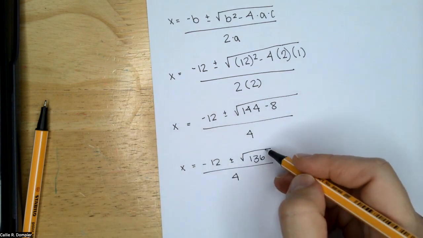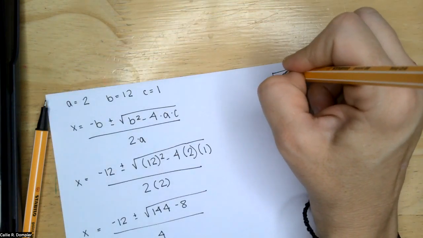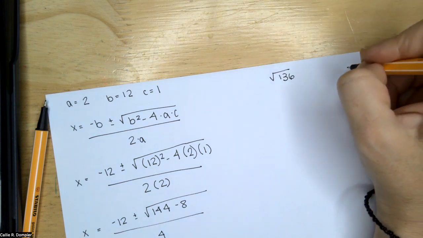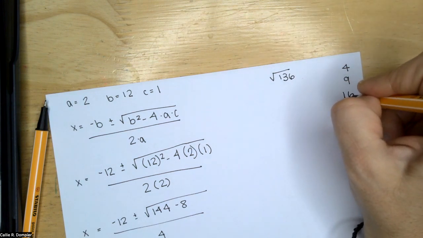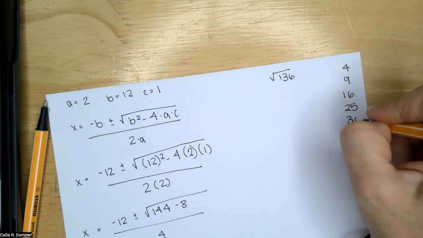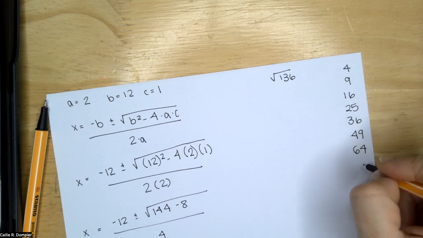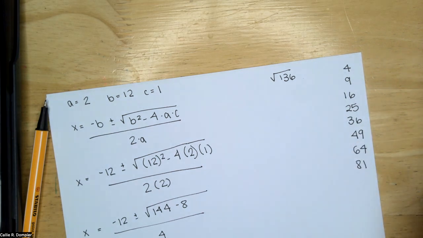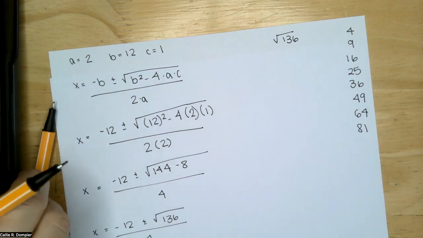Now take that number under the radical. Make sure you can't simplify it. The square root of 136. What can we simplify that to? Can we divide it by 4? Can we divide it by 9? Can we divide it by 16? Can we divide it by 25, 36, 49, 64, 81, 100, right?